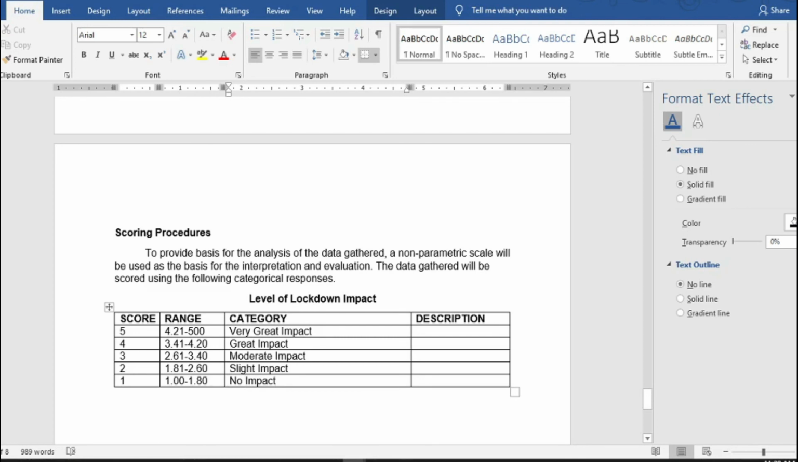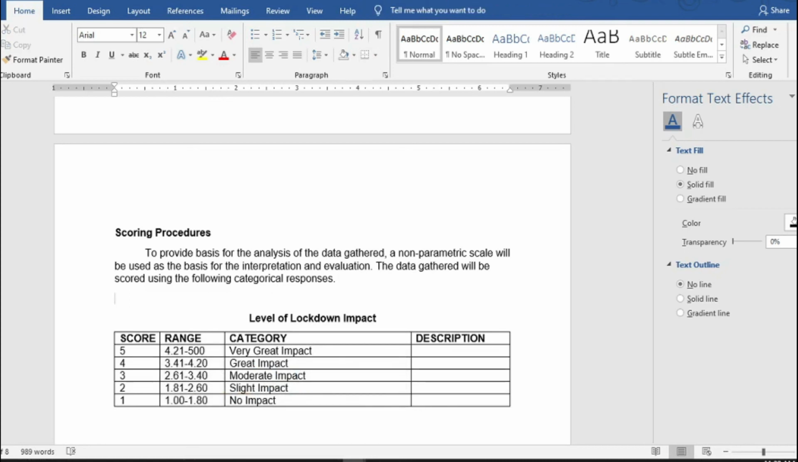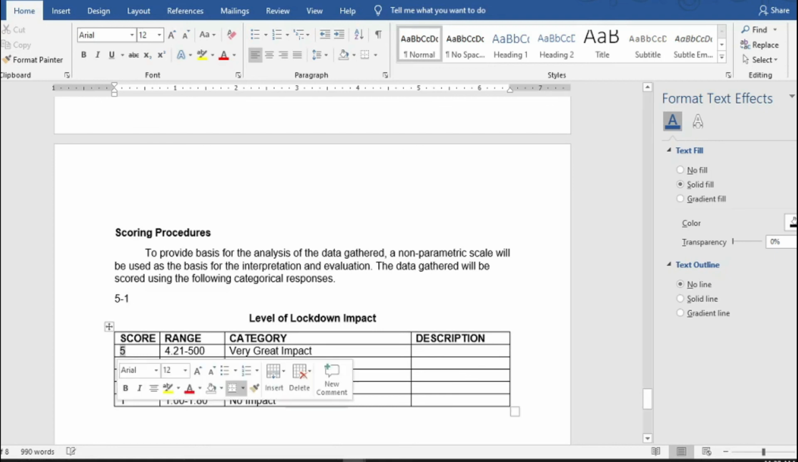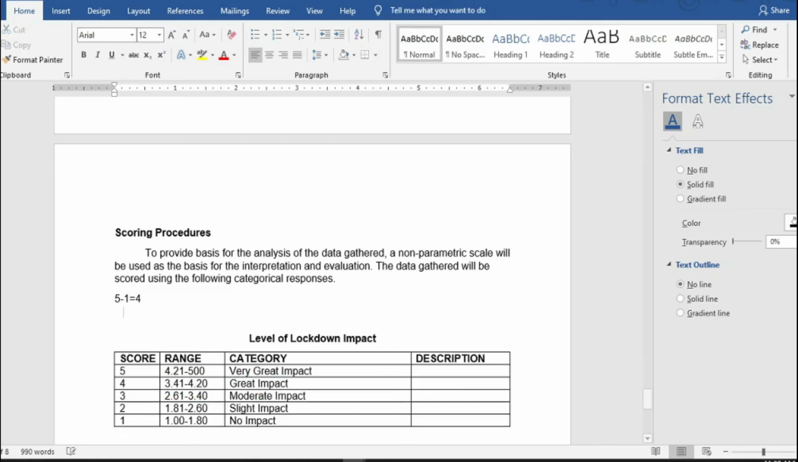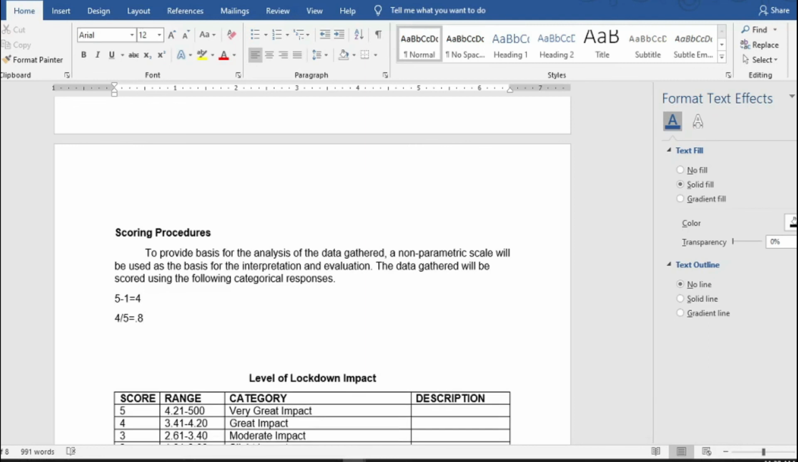So how did we get this range? We get the range by taking 5 minus 1. The scoring is 5 as the highest, minus 1. When you subtract 1, the result is 4. Once we have 4, we divide 4 by 5, and the result will be 0.8. So from 1, you increase by 0.8.